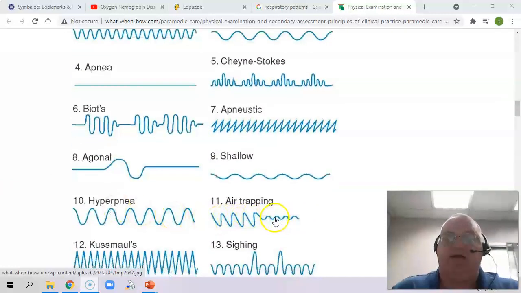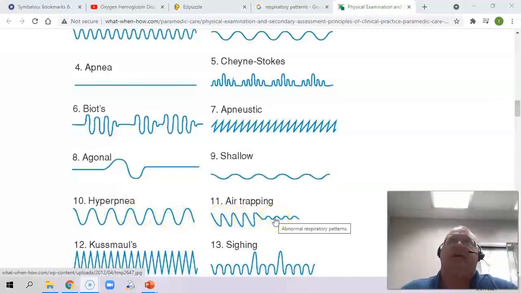Air trapping is when you force too much air in and it can't actually get out. The best way to stop the air trapping, by the way, is to simply disconnect the bag and let the air drain out. Okay, it sounds kind of weird, but yeah, it is.